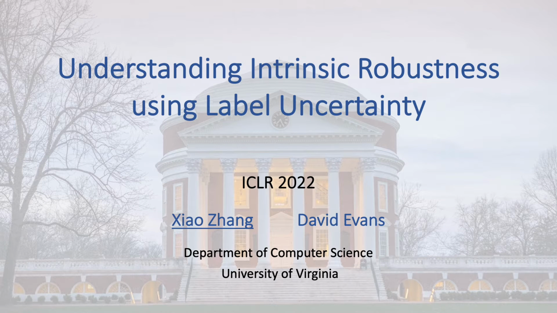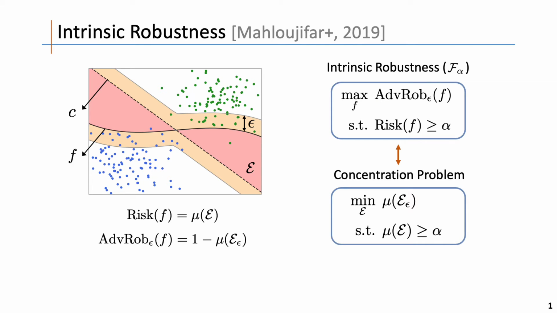In this video, I will introduce our work understanding intrinsic robustness using label uncertainty. Motivated by the empirical hardness of developing robust classifiers against adversarial perturbations, researchers began asking the question, does there even exist a robust classifier? This is formulated as the intrinsic robustness problem, where the goal is to characterize the maximum adversarial robustness limit for a given robust classification problem.